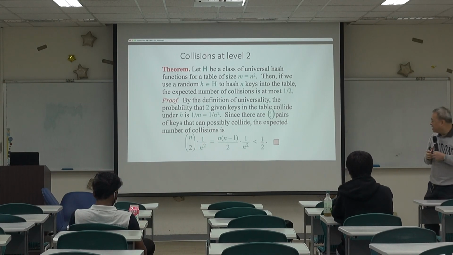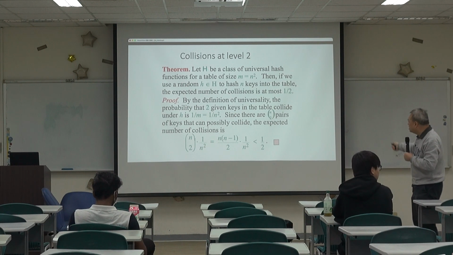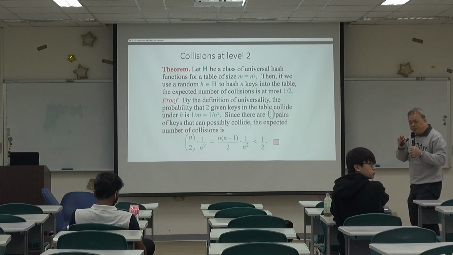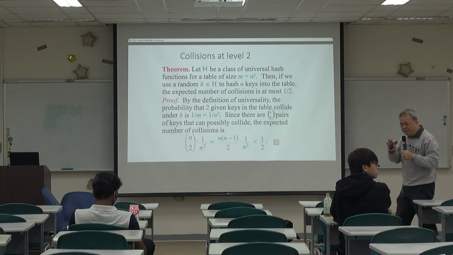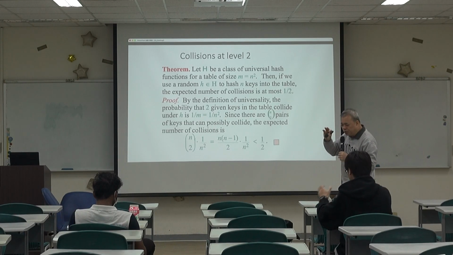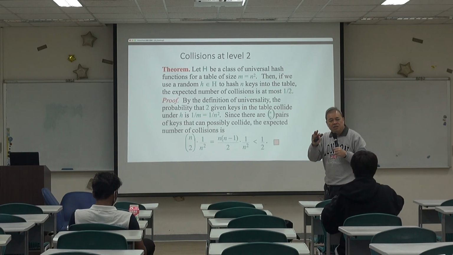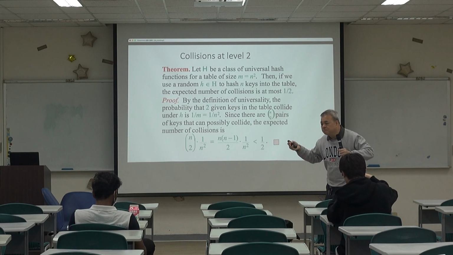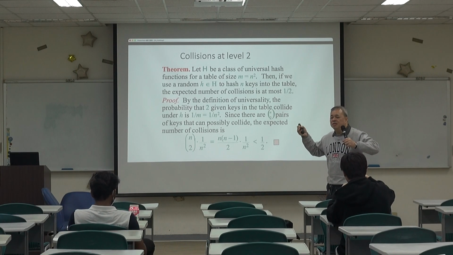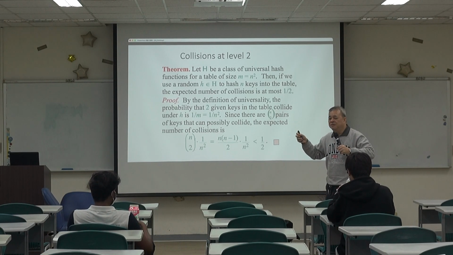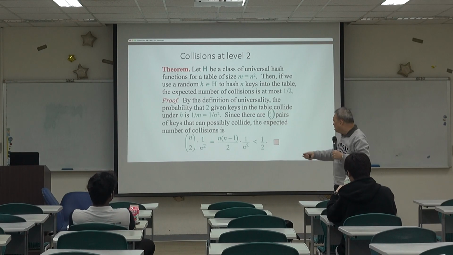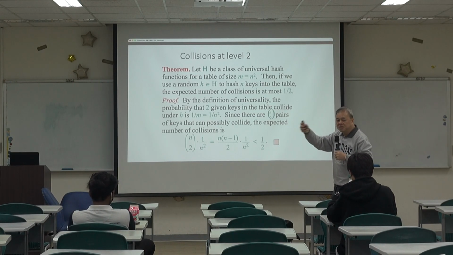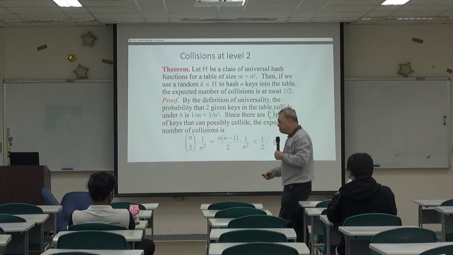So this is the idea. Because of this, if your hash table is of size n squared, it's relatively easy to find what we call a perfect hash, where there's no collision at all. Just 2 tries at most from the universal hash function.